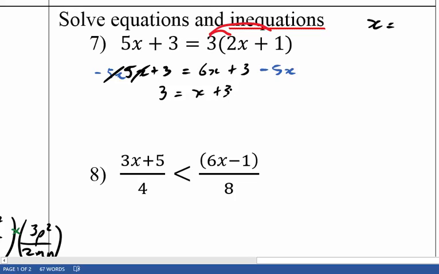Now I'm trying to get to x equals, remember, so I'm going to get rid of that 3. To do that, I minus 3, and I minus 3, so 3 minus 3 is 0, and x, look at that, is actually equal to 0. Put a box around it, and I'm done.